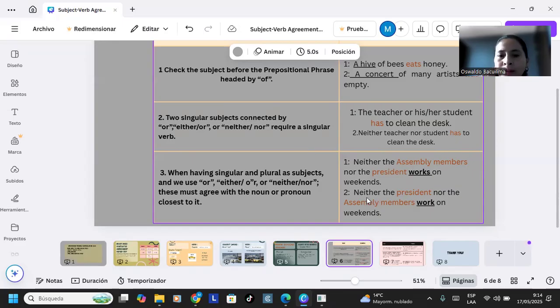Here is the same. Neither the president, here the president goes first, is singular, nor the assembly members work on weekends. So here, as the assembly members is before the verb, we put the verb in plural form.